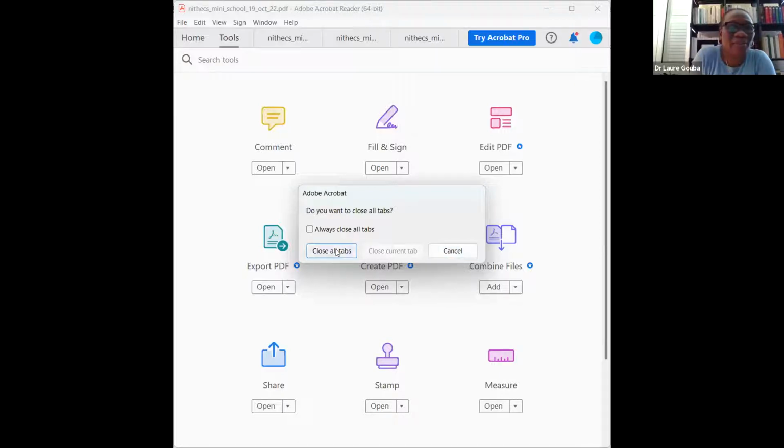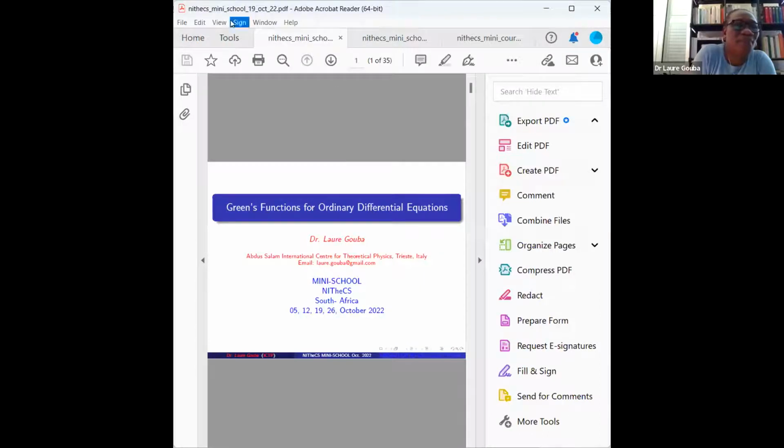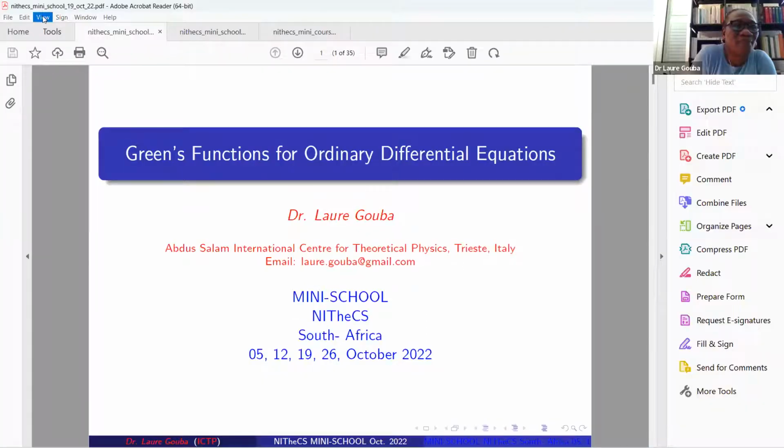No, I close. I'm looking for the full screen view, but it seems not to be fine. Okay, so let's continue.